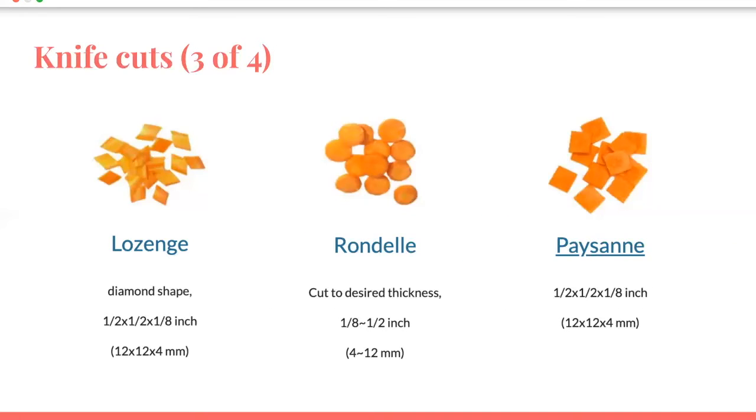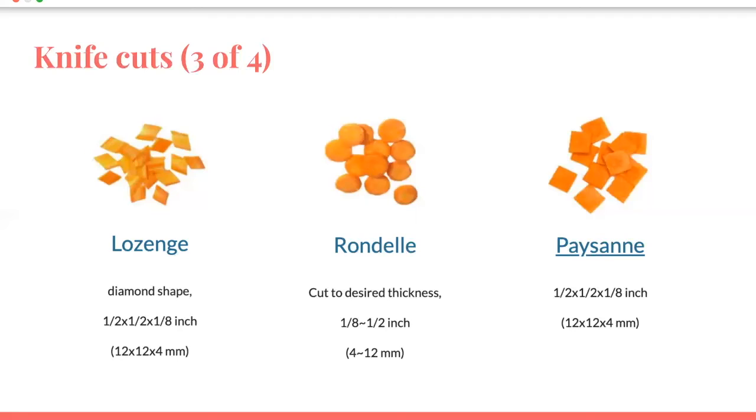The following are cuts in the shape of a slice. The first slice cut is lozenge. This cut is often used when slicing fruit or vegetables for decorative purposes. The word lozenge comes from the Old French word lozenge, meaning diamond shape.